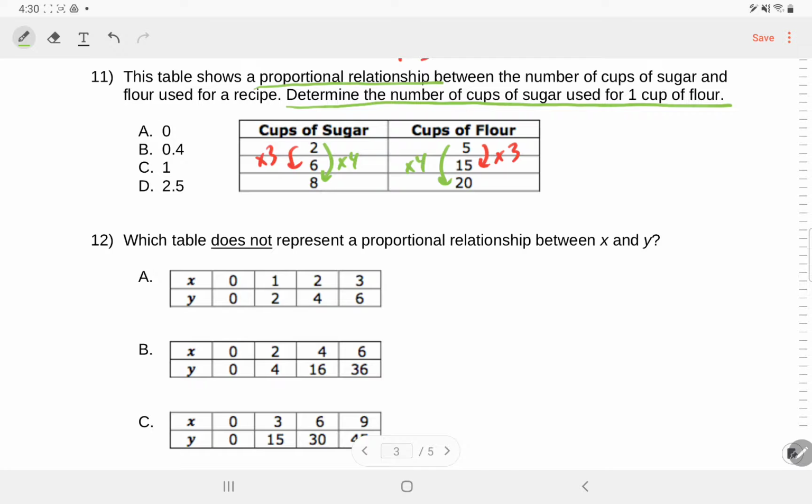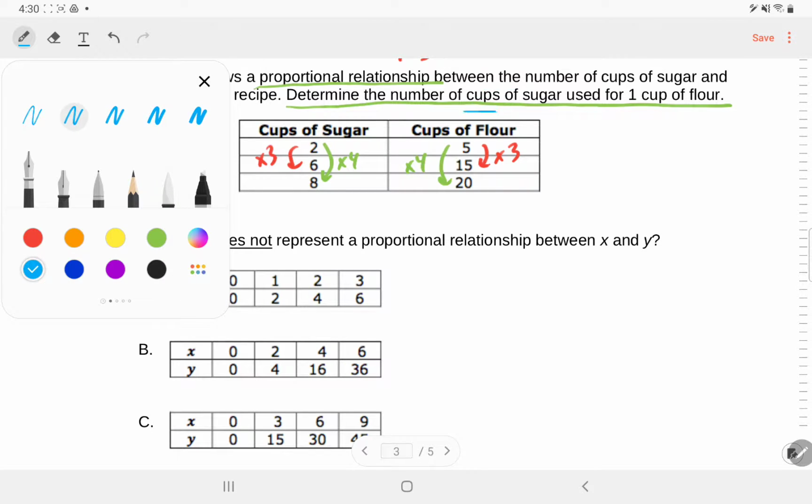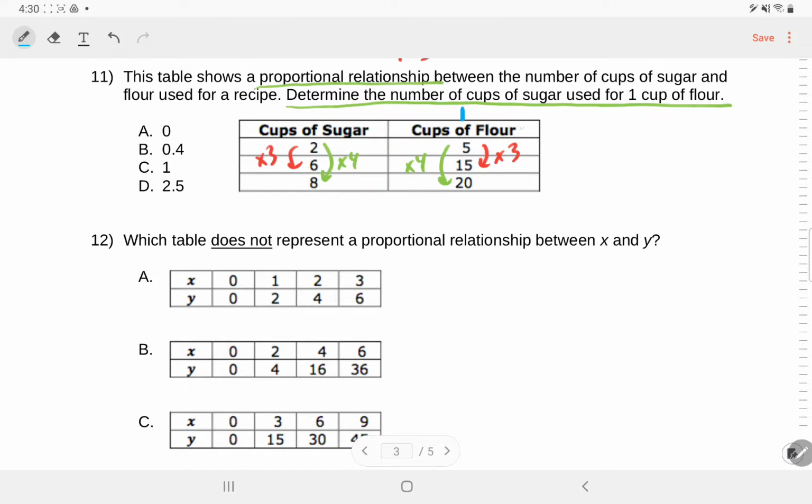We need to find 1 cup of flour. So we have 1 cup of flour right here. If we're at 5 and we want to get to 1, we're going to divide it by 5, because 5 divided by 5 will give us 1. And we do the same thing to the other side: 2 divided by 5. We want to figure out what that is to solve for the number of cups of sugar we need.